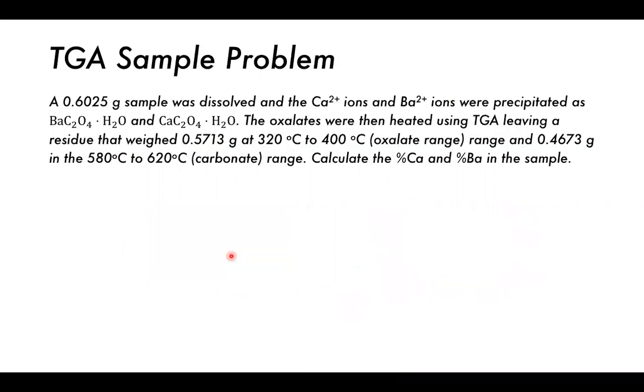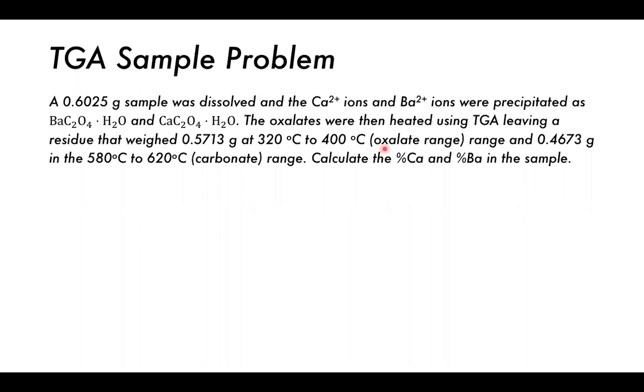So a TGA sample problem, this is a little bit involved. A 0.6025 gram sample was dissolved, and the calcium and barium ions were precipitated as calcium oxalate and barium oxalate. The oxalates were treated using TGA, leaving a residue that weighed 0.5713 grams at 320 degrees Celsius to 400 degrees Celsius.